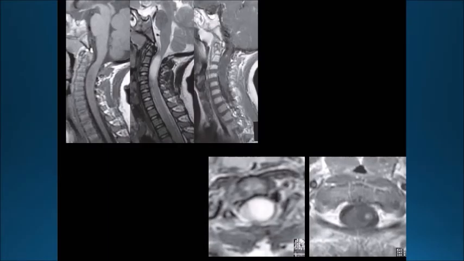Here you can see an upper cervical spine lesion. They are extensive and large lesions. They are completely intramedullary and they can have a cystic component as well. They are difficult to differentiate from the normal spinal architecture.